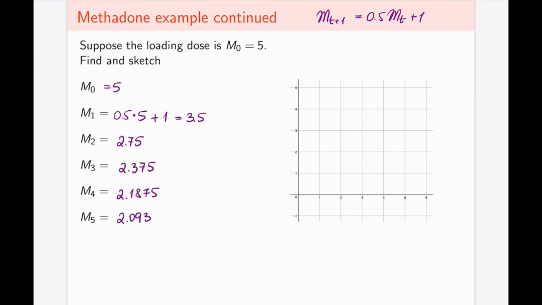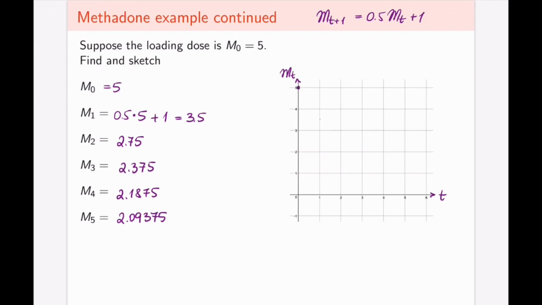Now, what we can do is try to see what the pattern is, but in these linear discrete dynamical systems, the pattern is really quite complex, so we might not be able to see it from the numbers. Let's try to graph it and see if we can spot something from the graph. On this graph, we're going to sketch time versus the amount of drug in the system. So at time t, we start off at 5.